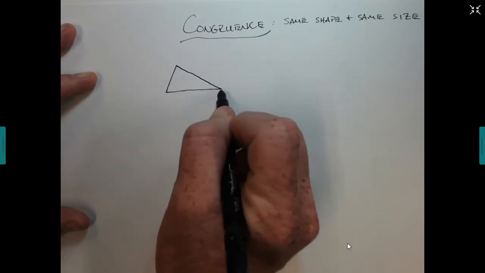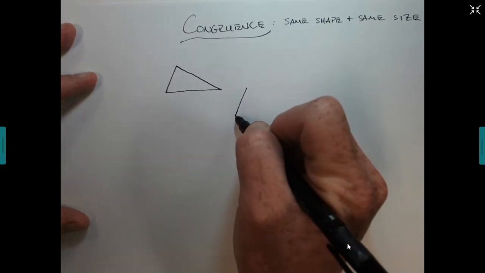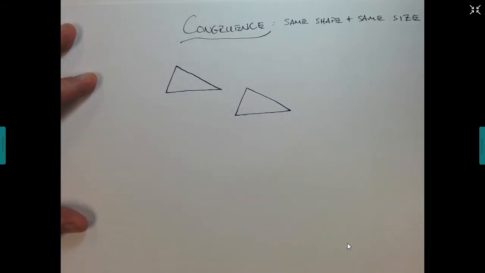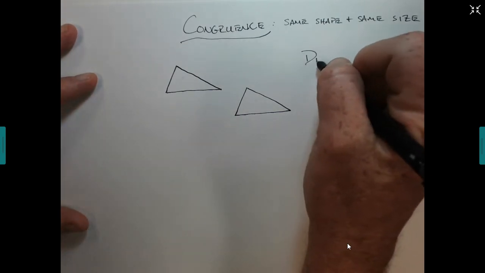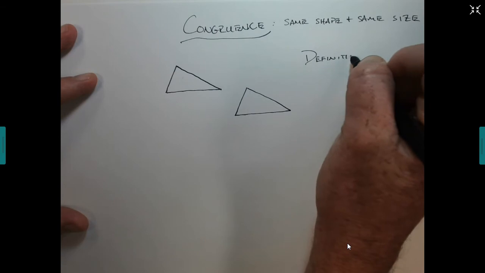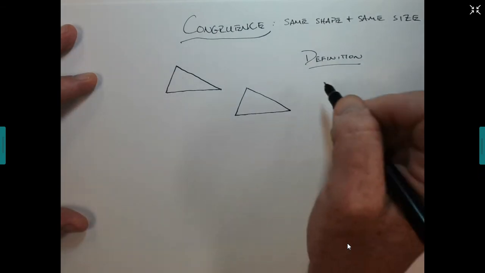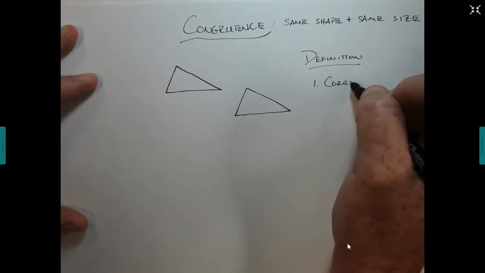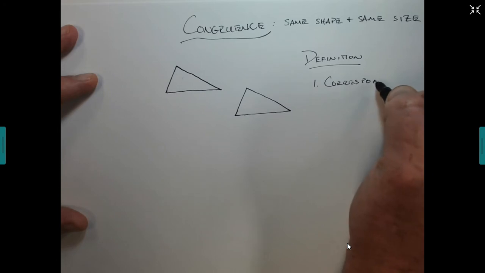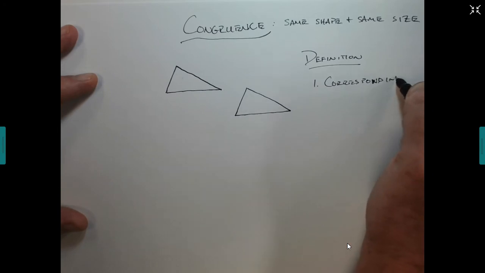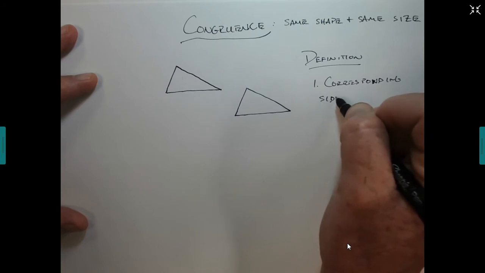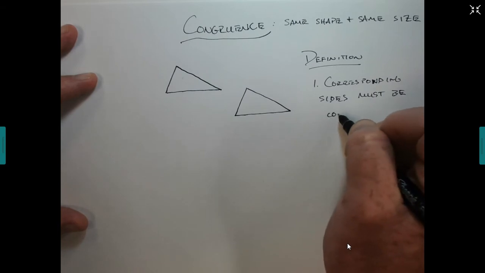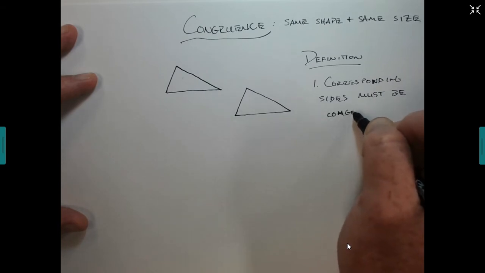All right. But we want to know maybe a little bit more detail. What does that really mean if this shape here is the exact same size and shape here? All right. We want to know the true definition. If they're going to be congruent, two things have to be happening. First, the corresponding sides must be also congruent.